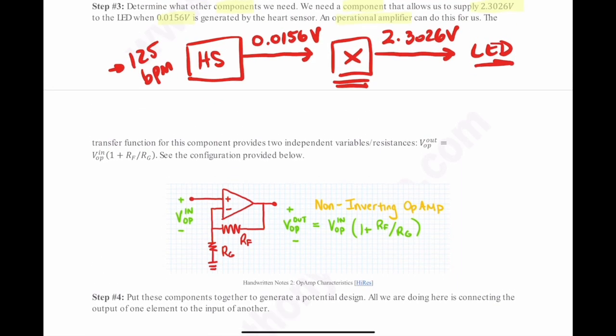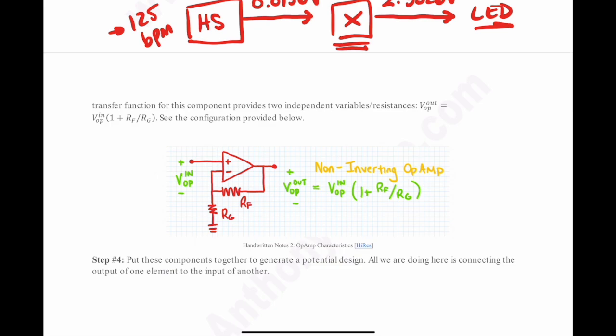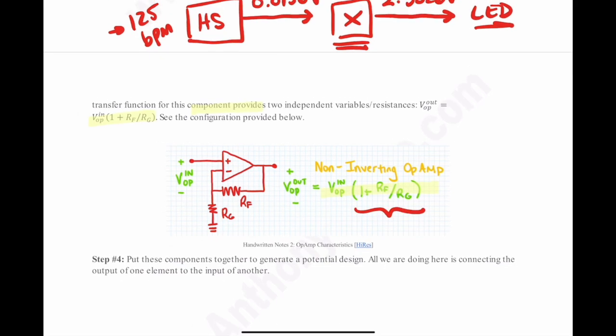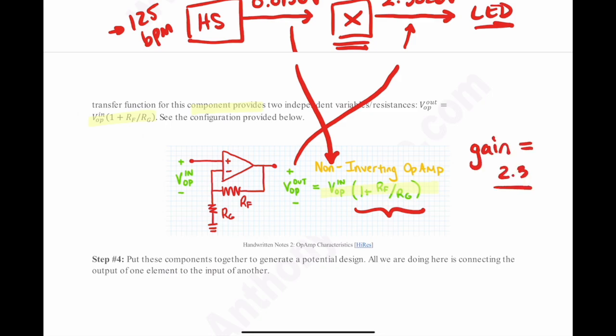So the transfer function for the component that we're going to use, which is an inverting op amp, is given right here as well as right here. So what we see is that the gain between the input and the output, and I can show you here that the input is going to be this 0.0156, and we want it to spit out the 2.3026. So the gain that we want is going to be equal to 2.3 over approximately 0.015.